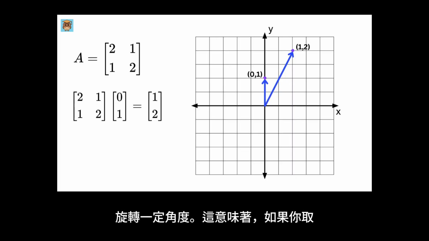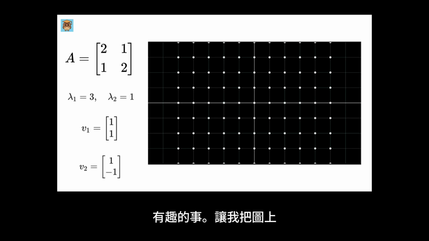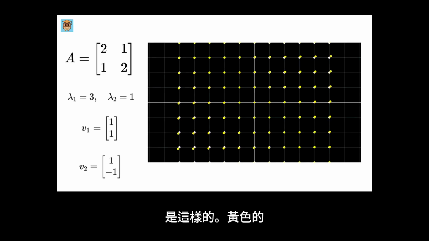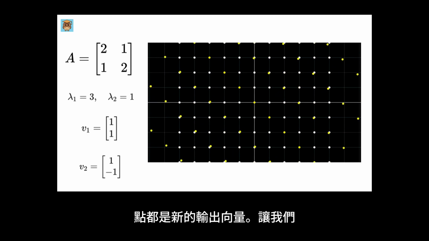This means if you take any point on this graph and apply this transformation, its new position is calculated by multiplying it with this matrix. So let me do something interesting here. Let me take all these points on this graph and apply transformation on all of them at once using this matrix. This is what the transformation will look like. The yellow dots are all the new output vectors.